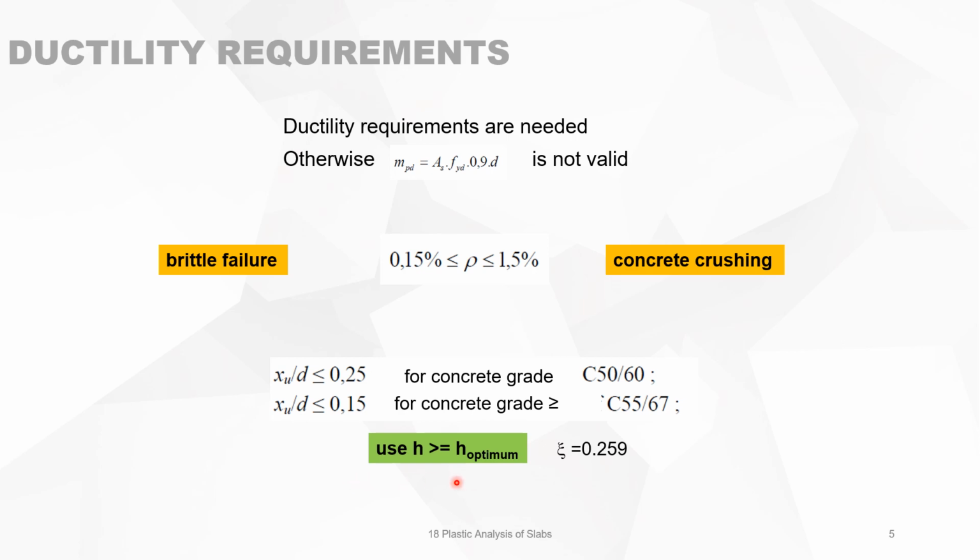Considering this, we see that when we are using the optimum height of the concrete at the design, at optimum height the compression zone is 0.259 times the effective depth. So this means that to fulfill the requirement of ductility, we should only use yield lines when the effective depth of the slab is at least as large as the optimum depth.